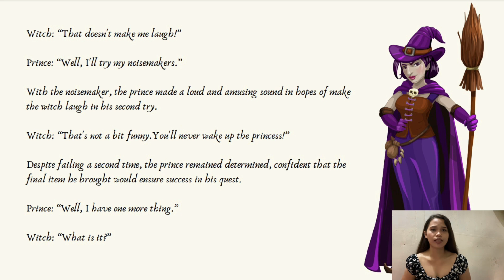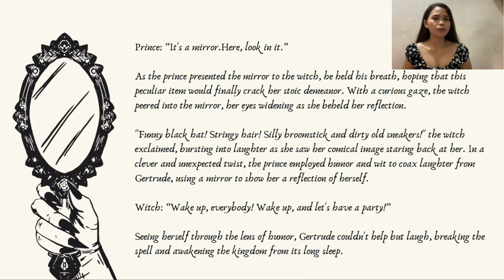Despite failing a second time, the prince remained determined, confident that the final item he bought would ensure success in his quest. The prince said, "Well, I have one more thing." The witch asked, "What is it?" The prince said, "It's a mirror. Here, look in it." As the prince presented the mirror to the witch, he held his breath, hoping that his peculiar item would finally crack her stoic demeanor.